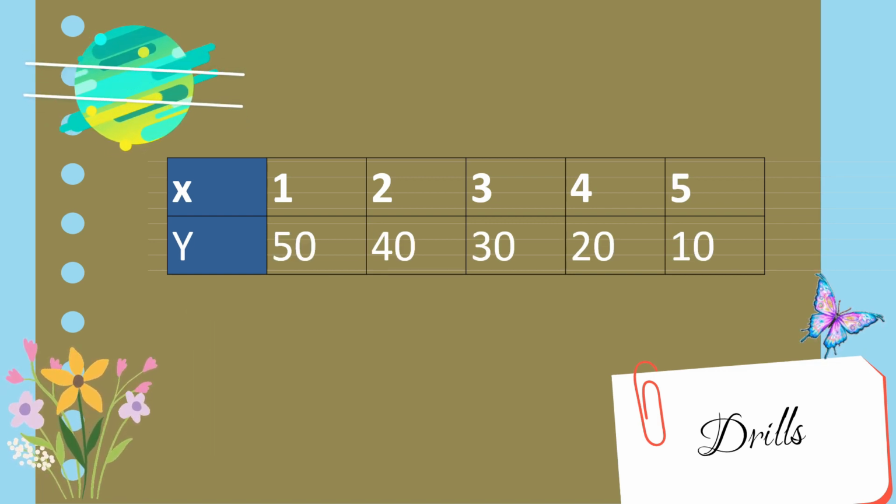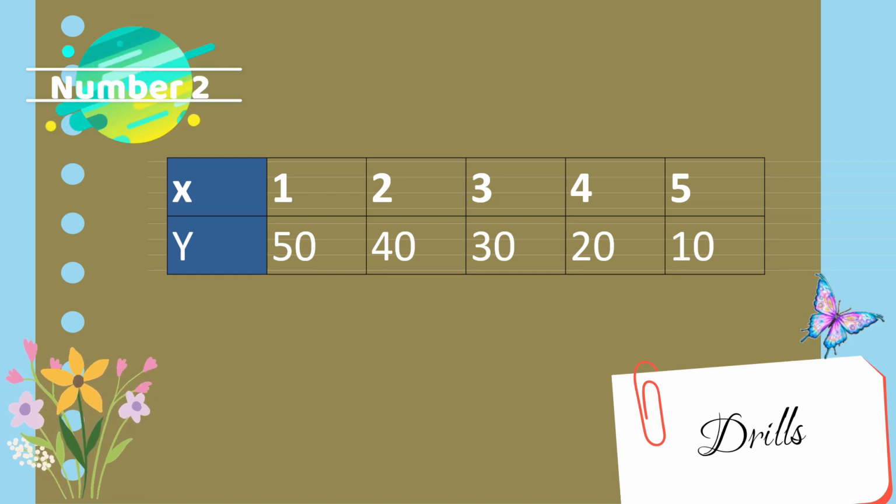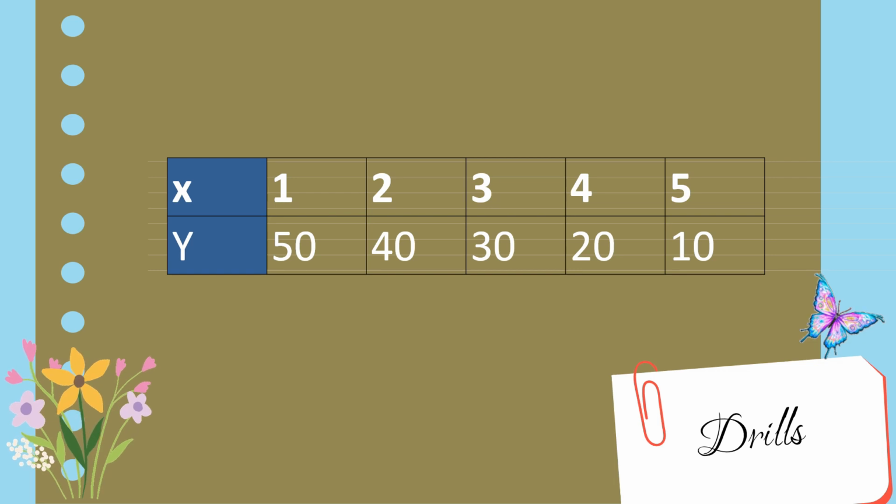Next, how about this one? If your answer is no, then you are also correct. Although the value of x increases and the value of y decreases. But if we have to get xy, you get 1 times 50 is 50, 2 times 40 is 80, 3 times 30 is 90, 4 times 20 is 80, 5 times 10 is 100. It is not a constant value. So therefore, this is not an inverse variation.